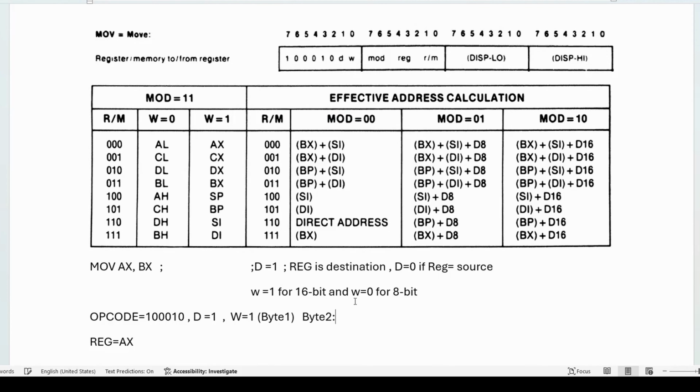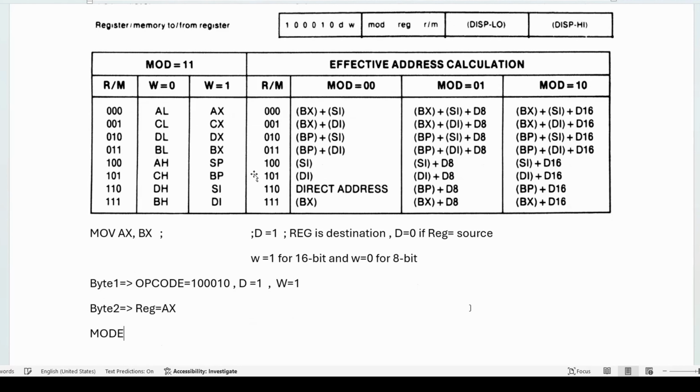Byte 2. What we have done so far was about byte 1, and the register field is basically part of byte 2. So the very first thing in the byte is mod. So let's talk about mod. What is mod? Mod is a 2-bit field. There will be 2 bits, so their combination can be 00, 01, 10, or 11. So these 4 options are possible.